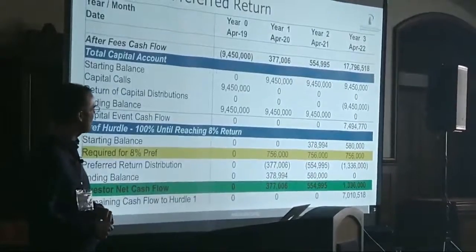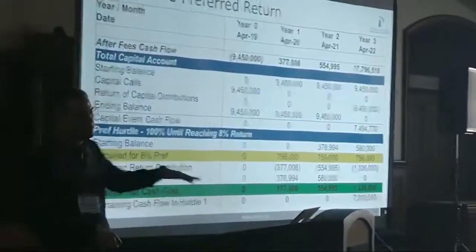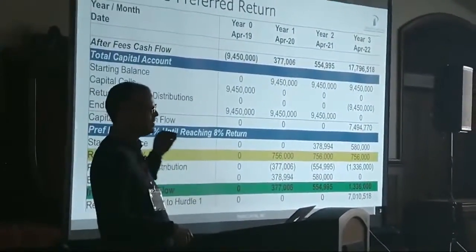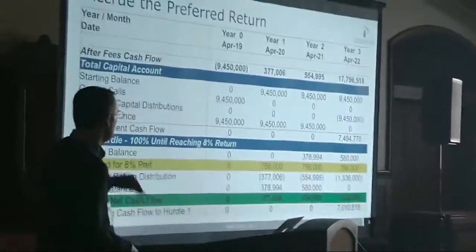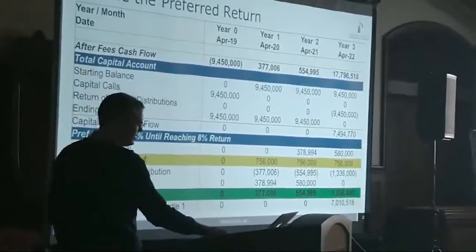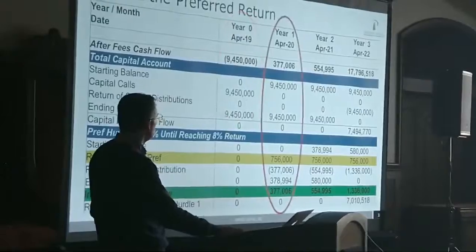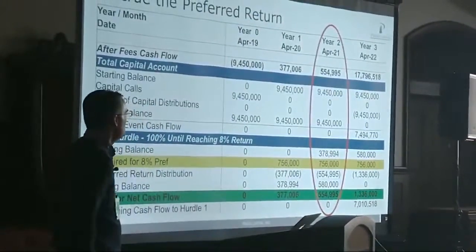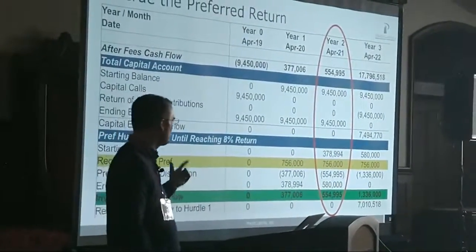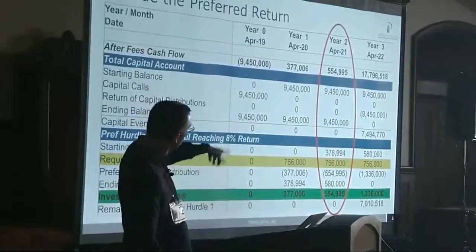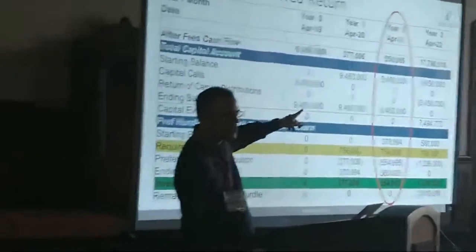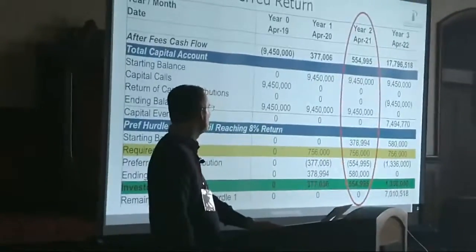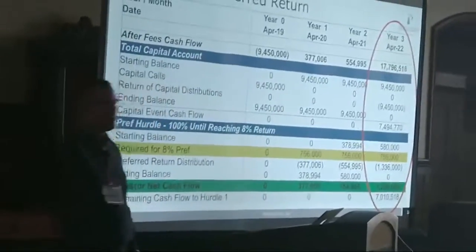And you'll see that on the next column is the starting balance. Then another $756,000 gets added. The investor gets all of the cash. And then you have $580,000 at the end. So there's year one. There's year two. Year three, 378 starting, 756 goes in, 554 gets distributed because the top line, that's all there was. And then we have the sale.